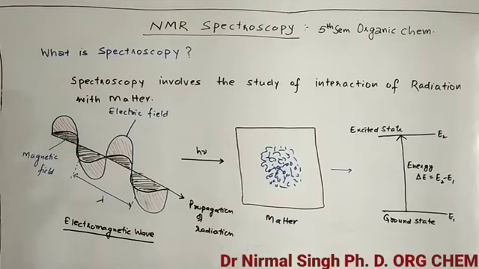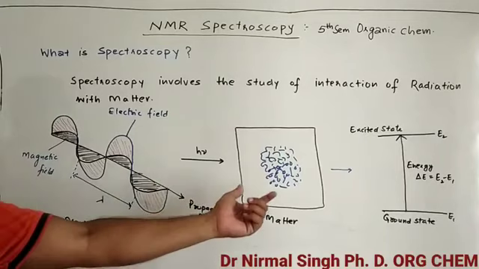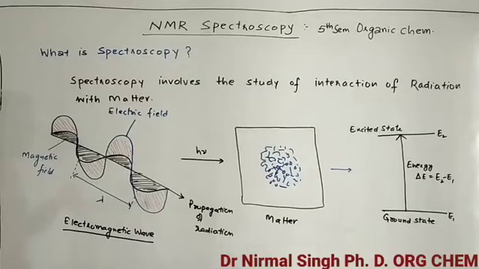So the basic thing is, what is spectroscopy? It is the interaction of the radiation striking a matter with that matter. From this interaction we can find out the structure of the compound.